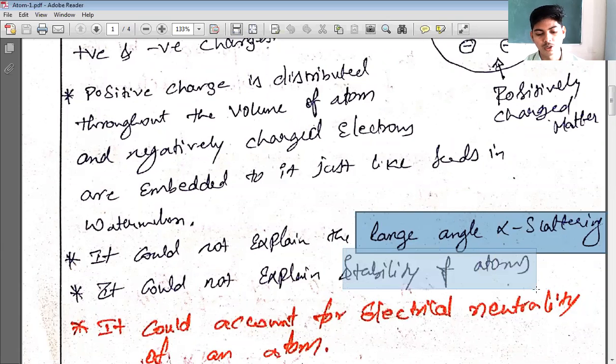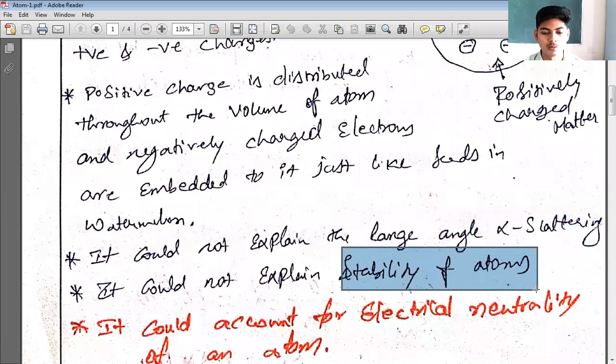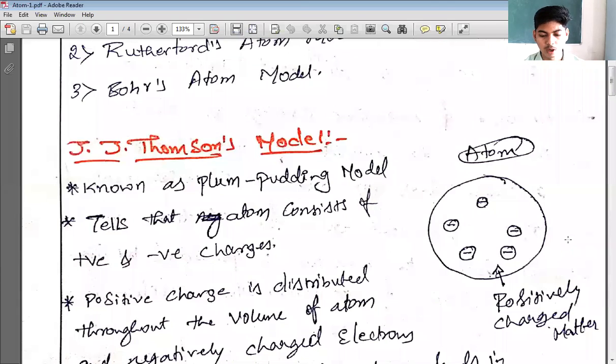And also J.J. Thomson's atom model fails to explain stability of an atom. In the atom model proposed by J.J. Thomson, this is totally unstable. This kind of atom cannot exist. Positive charge and negative charge can never be together. But here, look, he says positive charge is distributed throughout the volume of the atom, and negative charges are embedded in it, just like seeds in a watermelon. Positive charges and negative charges being together like that cannot be possible.